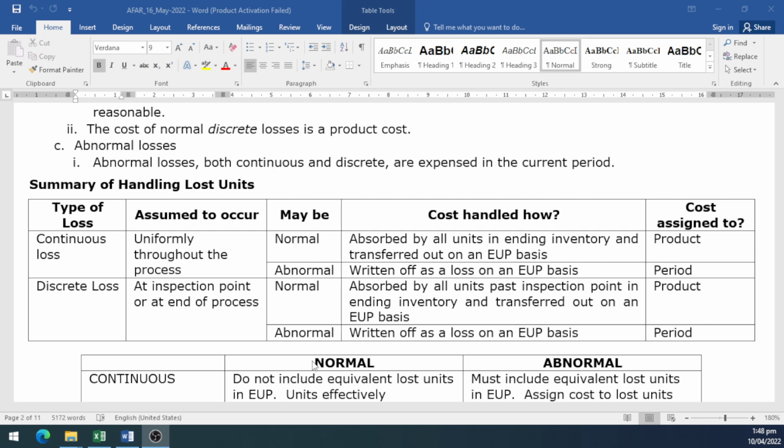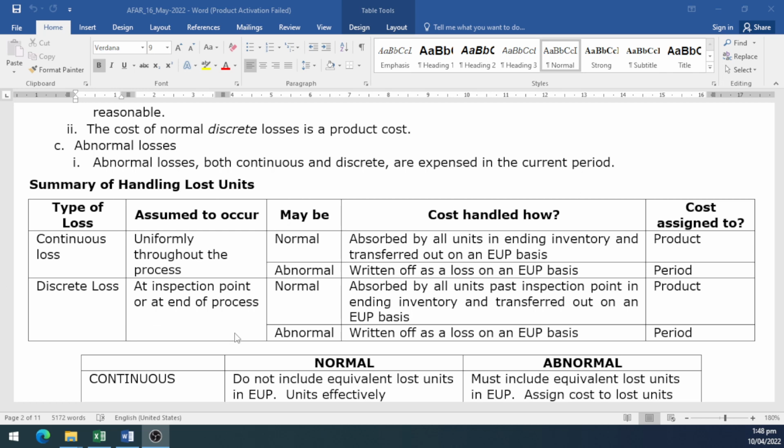Pag abnormal, period cost po, walang mag-absorb ng kwan. Hindi nyo ipapa-absorb yung cost ng abnormal spoilage. Yung normal spoilage na discrete, i-absorb ng ibang units. Kung aling units yon depende. Kung detected at the end, only the transferred out ang mag-a-absorb nun. Only the transferred out. Kasi syempre, yung work in process end, wala pa sa completion yon. Talagang hindi pa yun kasama sa absorbing units.